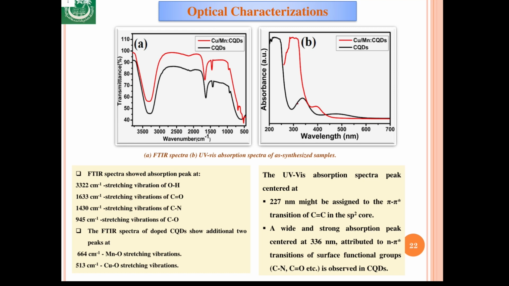The UV-visible spectrum of the undoped carbon quantum dot exhibited a broad peak centered at 227 nanometer, which we could assign to the pi to pi star transition in the sp2 core of the carbon quantum dots. This band was found to be redshifted in the case of the copper-manganese doped carbon quantum dots, and was centered at 336 nanometer. This was assigned to the n to pi star transition of the surface functional groups found on the surface of the carbon quantum dots.